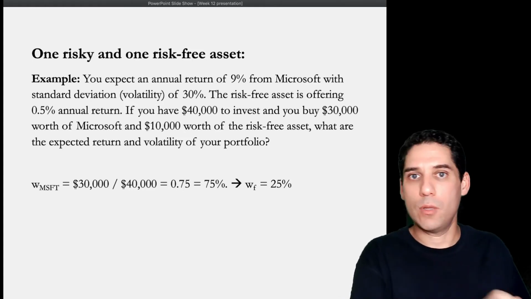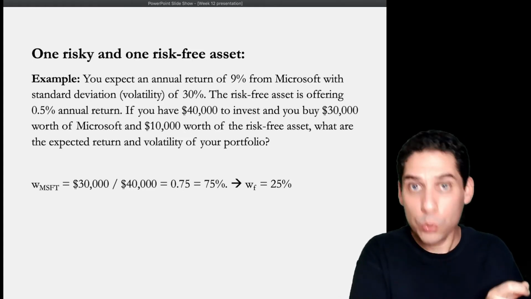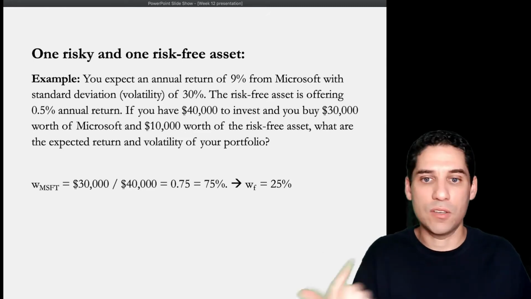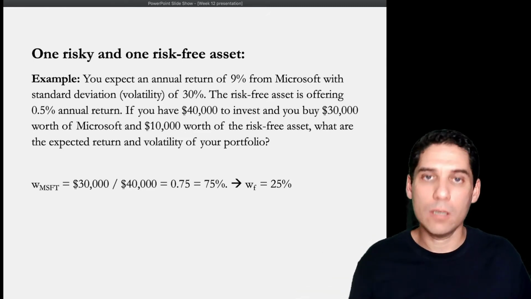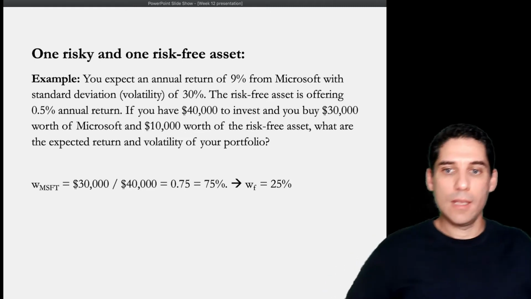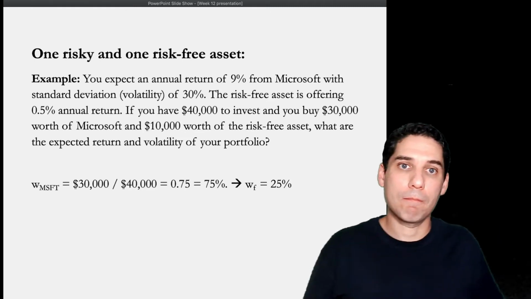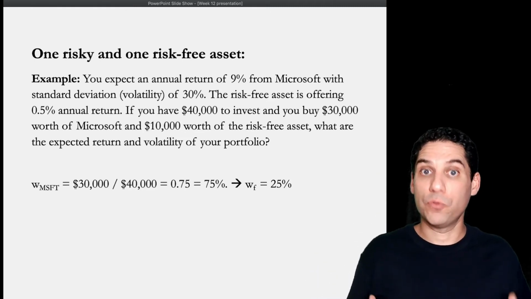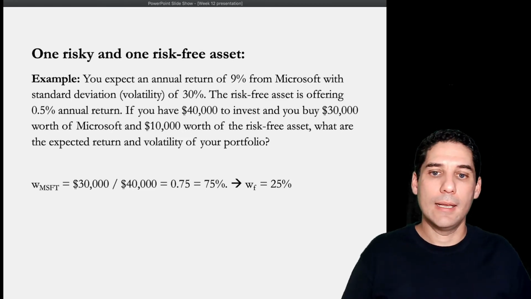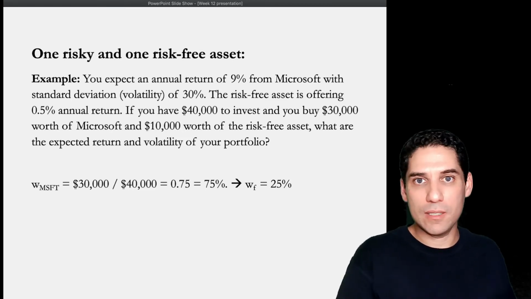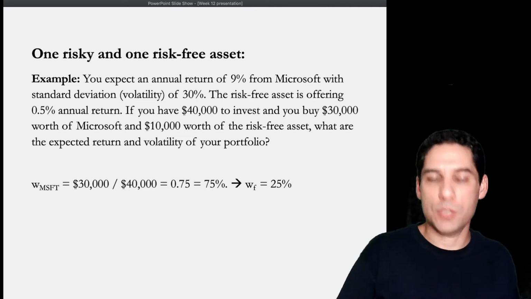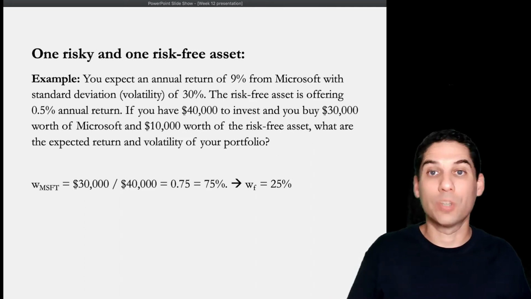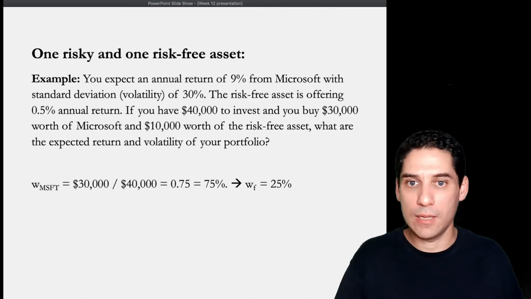Because the weights have to add up to 100, we don't even need to compute the portfolio weight of the risk-free asset. It's just 100 minus that. The remaining part is 25%. So this is going to dictate our portfolio return and our portfolio risk, right? We would get a completely different picture if we were putting 50% on Microsoft and 50% on the risk-free, or 10% on Microsoft and 90% on the risk-free.